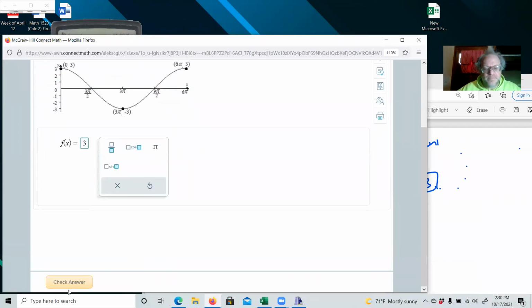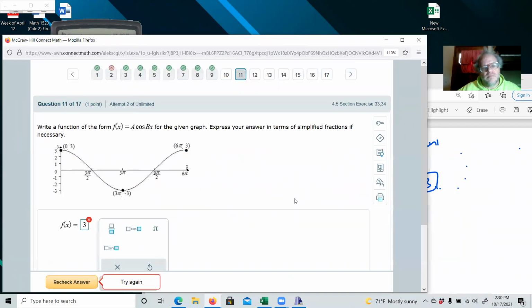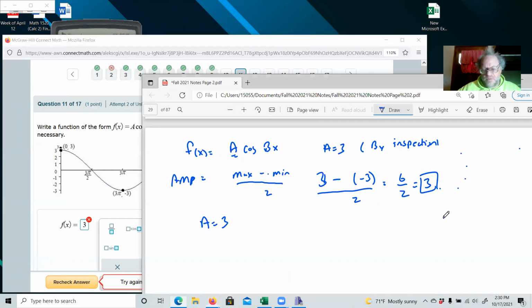Oh, they just want the whole function. Okay. I was expecting the right amplitude, so we'll wait on that.